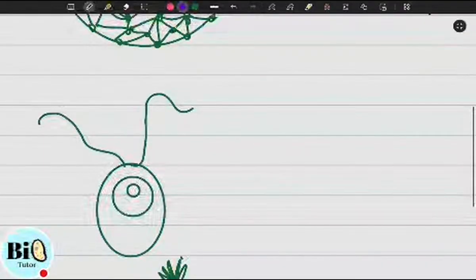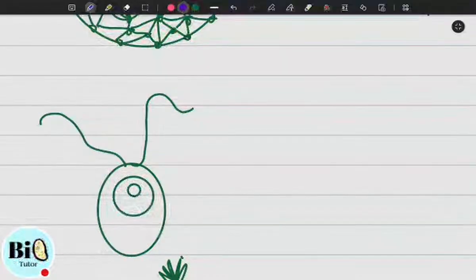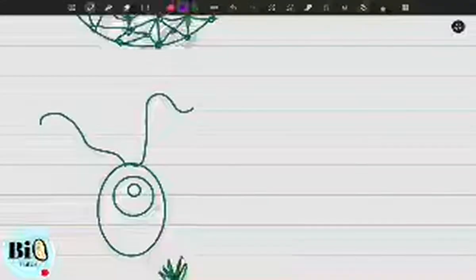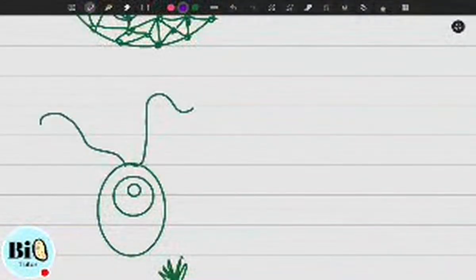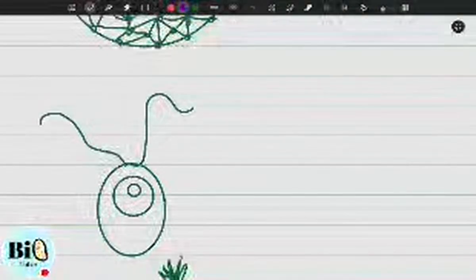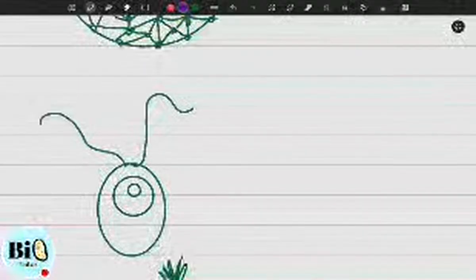Okay, so this is the next organism. You have to make the guess and write down the correct answer in the comment section or in the live chat whenever you can see the space to write. I'm giving you a few seconds. Alright, so this organism is also an example of green algae, and its name is Chlamydomonas.